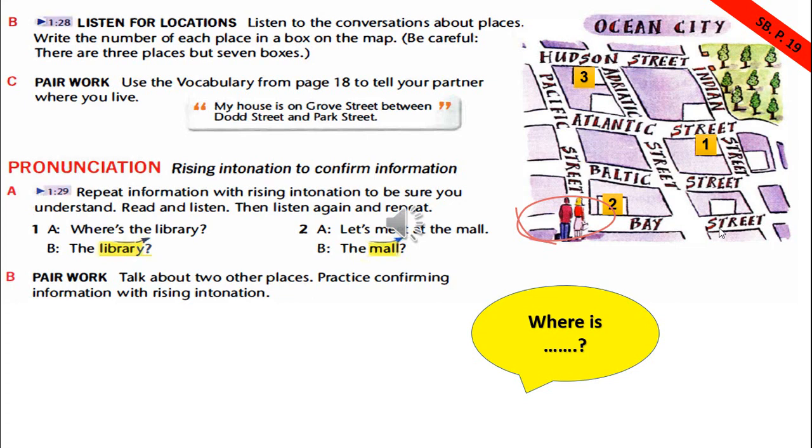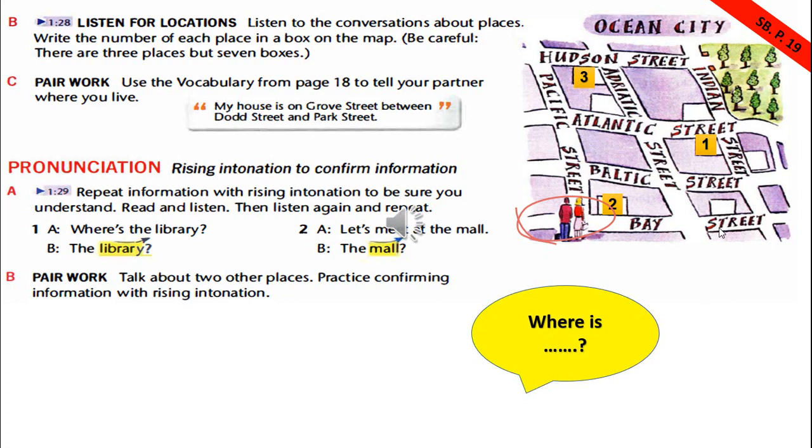Now we have another exercise. It's called pronunciation. It's on the same page. Rising intonation to confirm information. Do you remember when we talked about how, when we give information, sometimes we need to make the voice go up and go down? Rising intonation means raising the pitch of the voice. To confirm information means to make sure of the information. Repeat information with rising intonation to be sure you understand. Read and listen, then listen again and repeat.